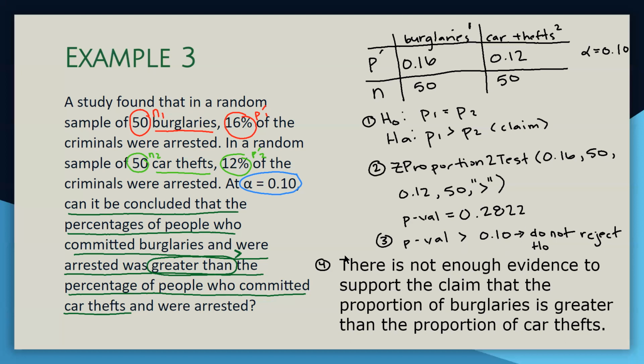In building our conclusion, we did not reject, so there's not enough evidence. And our claim was the alternative. So to support the claim that, and then you fill in information for the claim from the work.